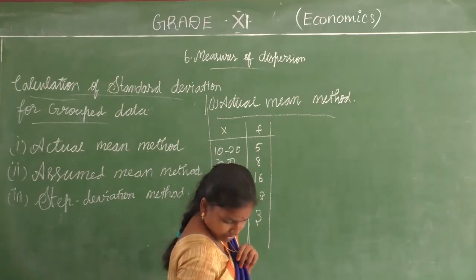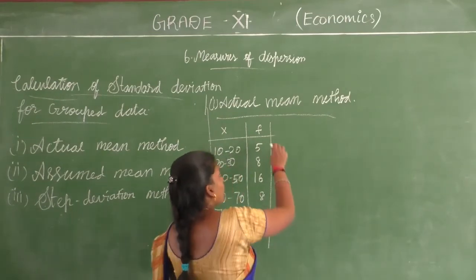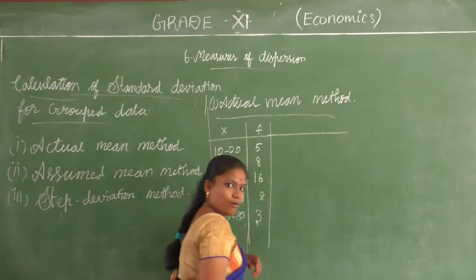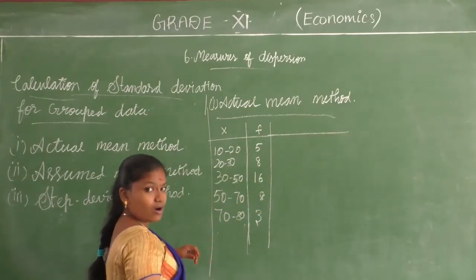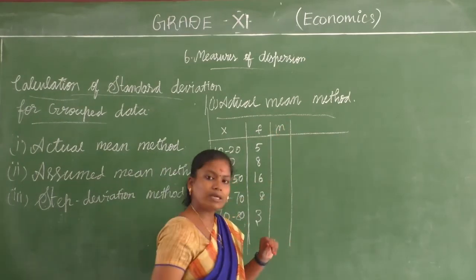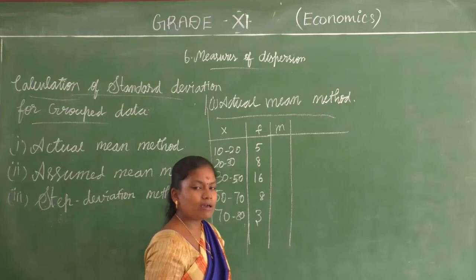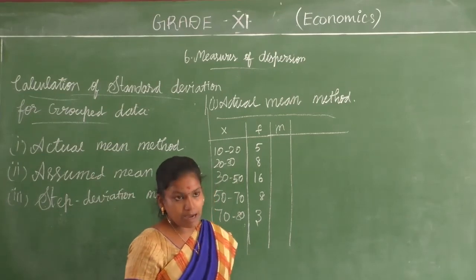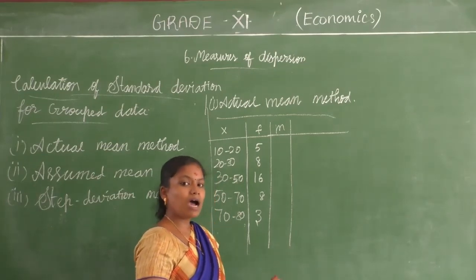Right? What is it? 5, 8, 16, 8 and 3. What do you need next? You need your mid values, because why? We need your arithmetic mean. What is the formula for finding arithmetic mean here? Sigma Fm by sigma F.